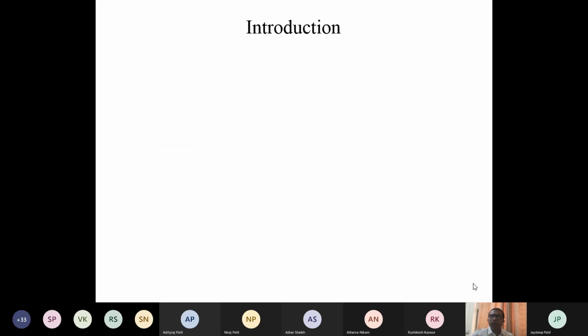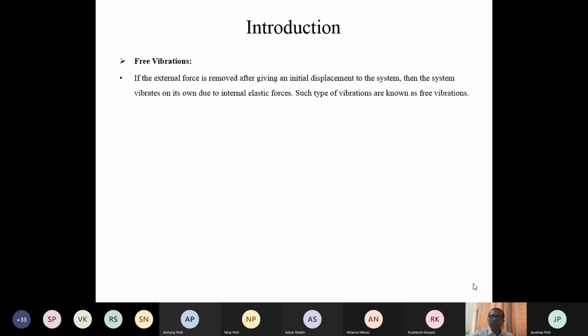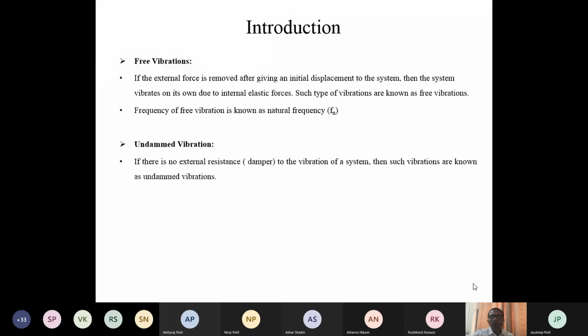Okay. Free vibration means the external force is removed after giving an initial displacement. We first give an initial displacement, displace the body from its equilibrium position, and let it vibrate by itself. Because of the elastic nature of that body, it vibrates by itself. It is known as free vibration. And undamped vibration means there is no external resistance to the vibrating system to bring the body to the equilibrium position. Such vibrations are known as undamped vibration.